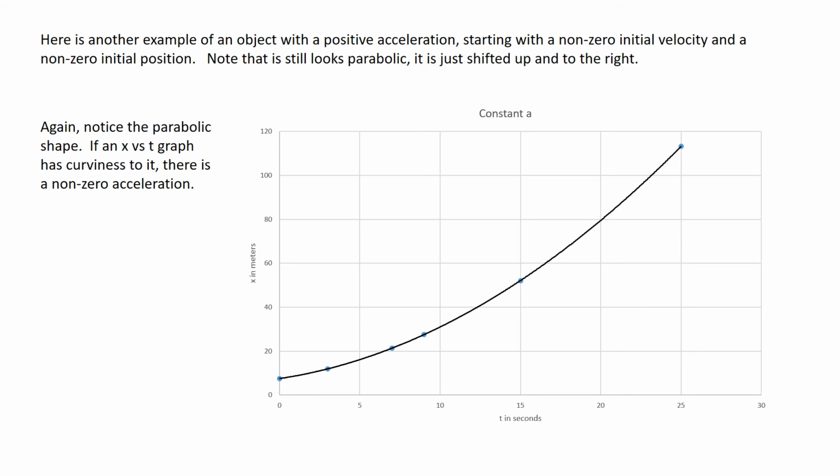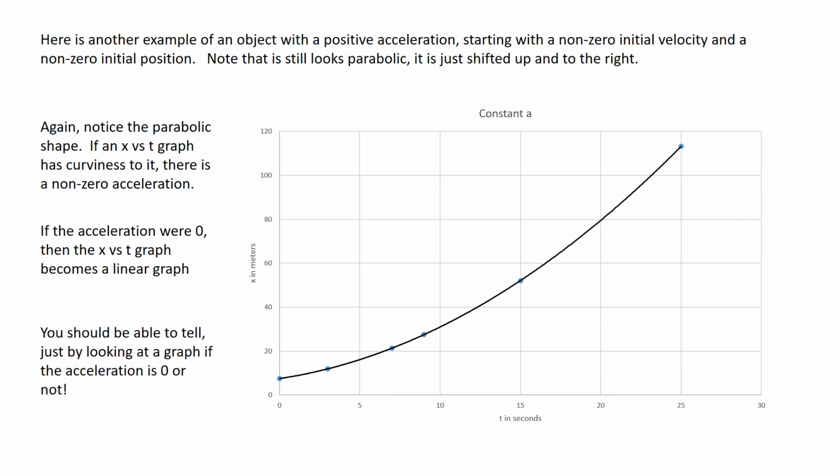One thing to notice then is that if any x versus t graph has a curviness to it, looks like a parabola, it means the acceleration is not 0. If the acceleration were 0, this wouldn't be a curvy graph, it would be a linear graph. One of the neat things about kinematics is with a little practice, you should be able to look at a graph. If you see curviness in an x versus t, you know that the acceleration is not 0. If it is not curvy, if it's just linear, well then you have a 0 acceleration.